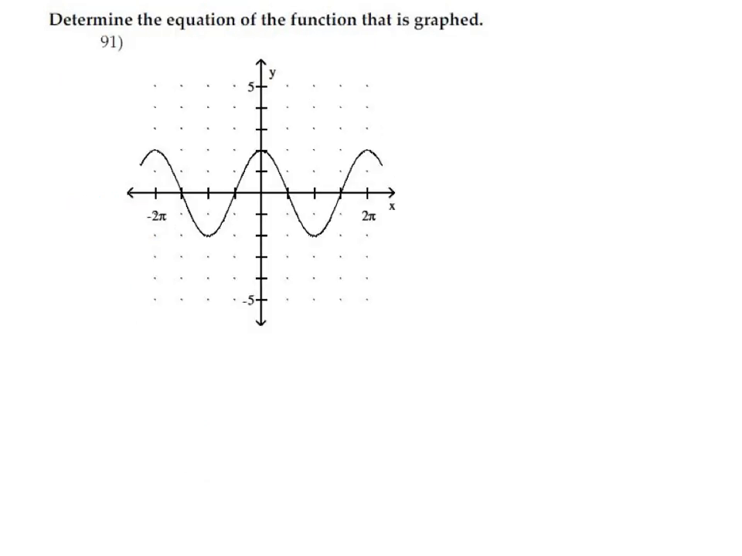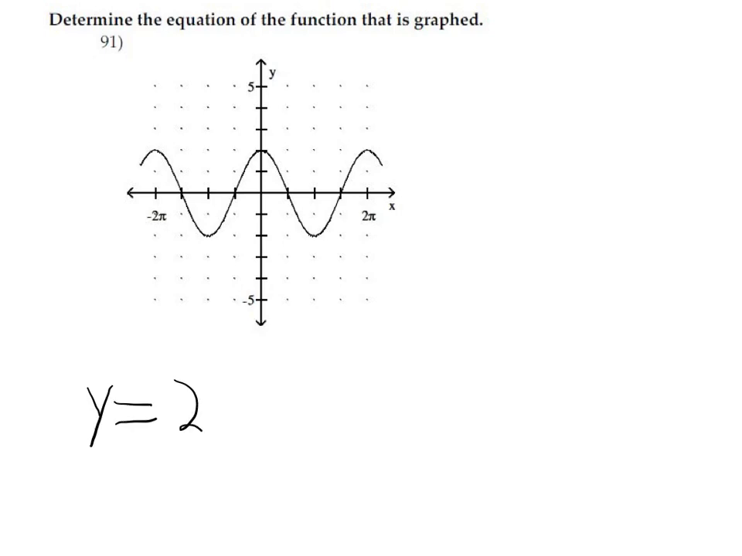Determine the equation of the function that is graphed. So we have a graph. It's a typical sine or cosine, back and forth, up and down. This graph has a center right on the x-axis, and from the x-axis it goes up to and down to, over and over. That would be an amplitude of 2. So I'm going to start out by saying y equals 2.